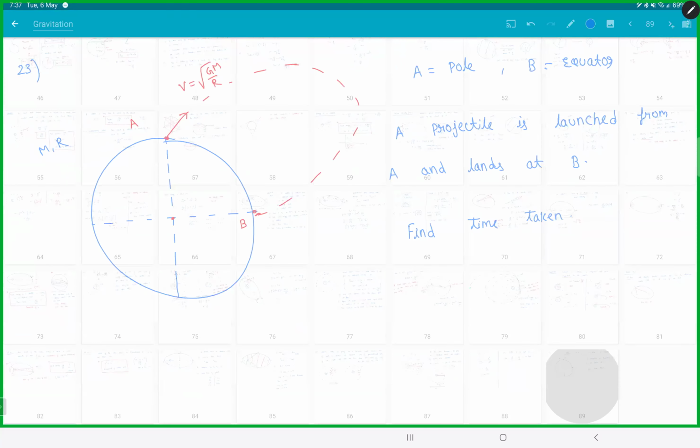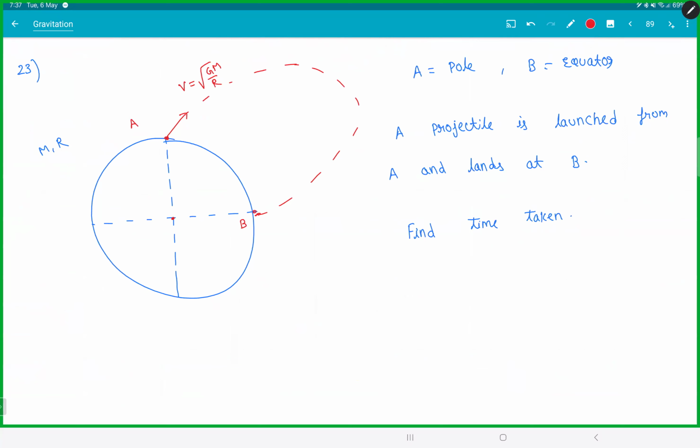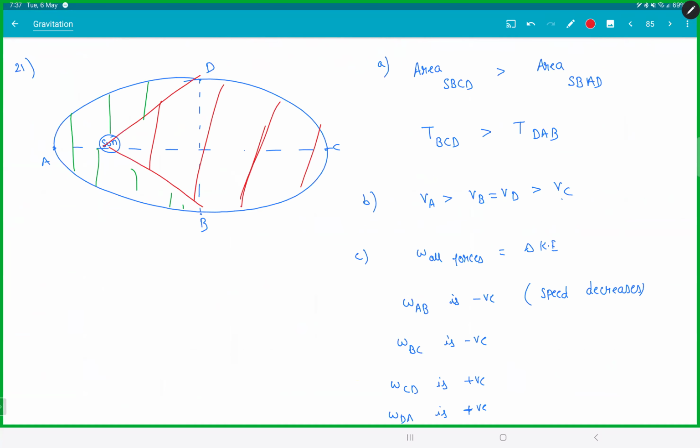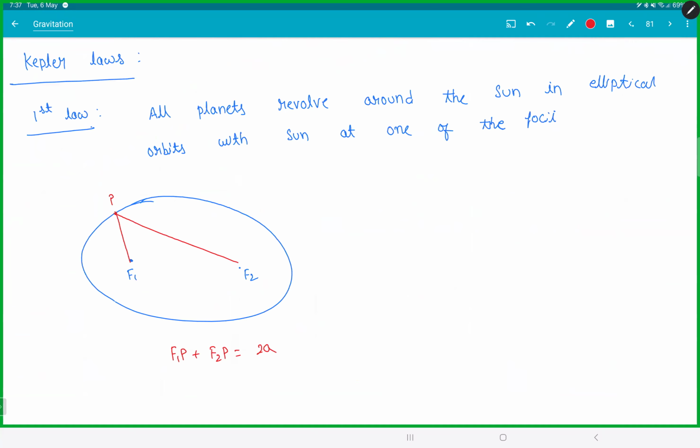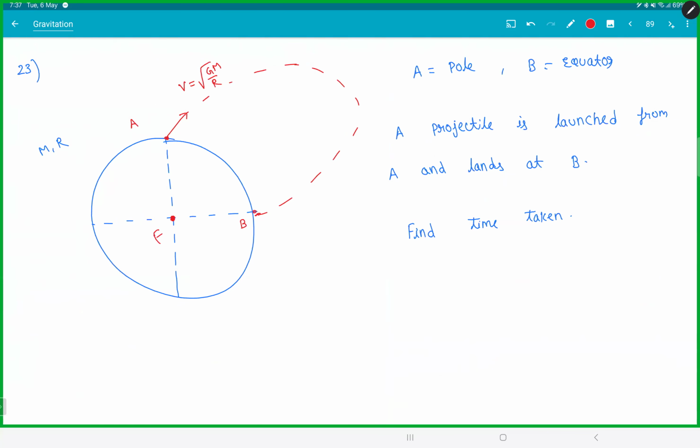That means indirectly what he was trying to ask is, can you tell me where will the focus of this ellipse be? What is Kepler's first law? Kepler's first law says the planet will go in an elliptical orbit with the sun at one of the foci. That means the planet's center is the focus. So indirectly what I'm asking is, somehow if I can find this area and I know the areal velocity, my job is done, right?